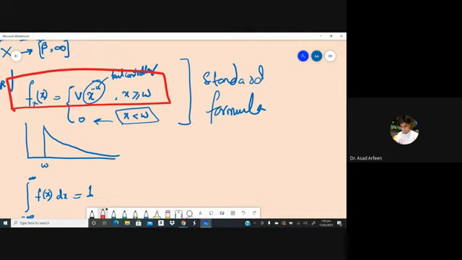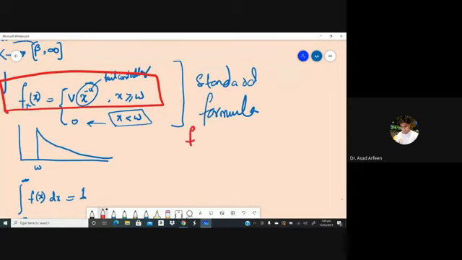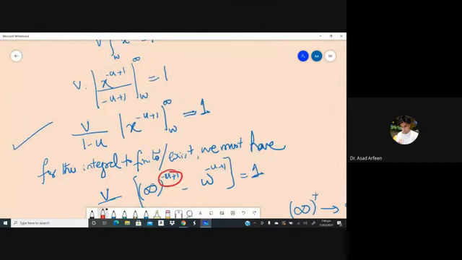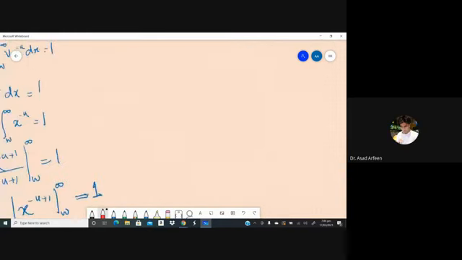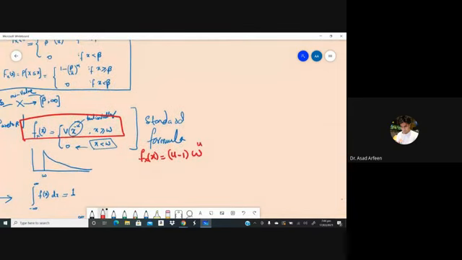Okay, so if I put it over there, so I forgot. Let me write it down here for you to understand. So this f of x is equal to, what was v? It was u minus 1. I don't have the full derivation. What was the value? u minus 1, w power u minus 1?